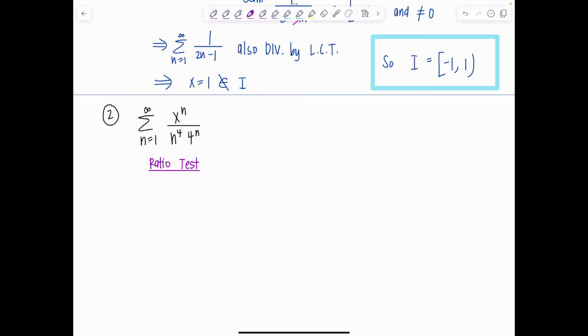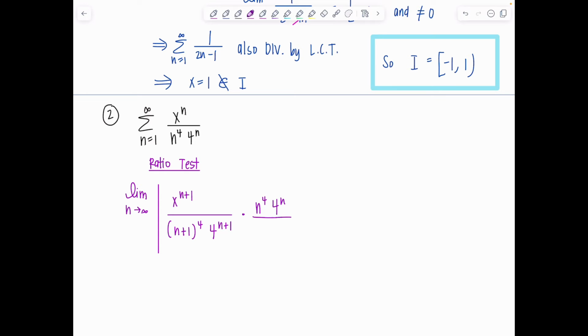We're going to take the limit as n goes to infinity of the absolute value of a_(n+1) over a_n. I'm already going to hop to it: x to the n plus 1 over (n plus 1) to the 4th times 4 to the n plus 1. And then I know I divide by a_n, but will you be okay if I already multiply by the reciprocal? So then this is n to the 4th, 4 to the n over x to the n.